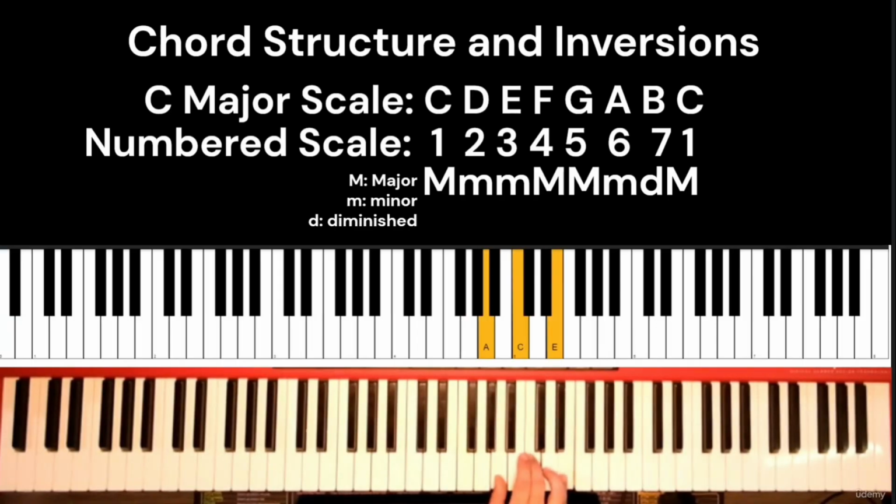6. Here's another minor chord, the A minor chord. So A minor is the minor 6 in the key of C. Now let's move on up.